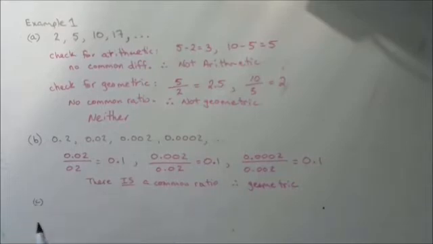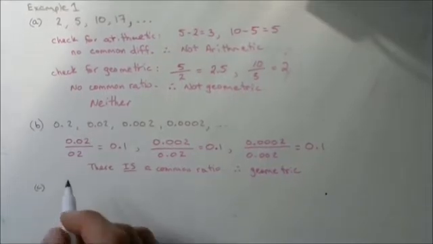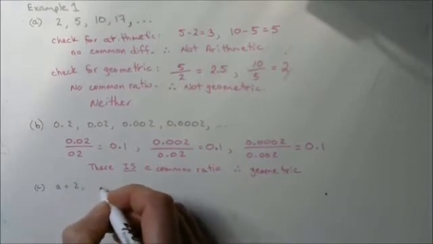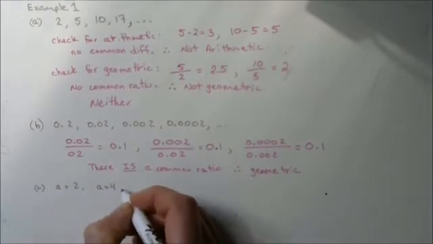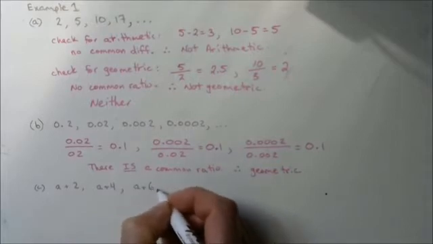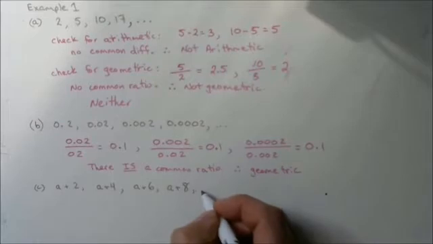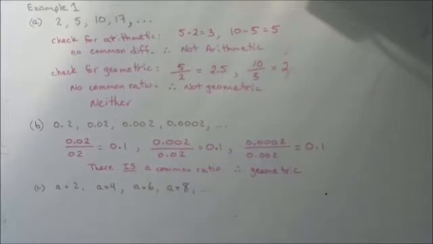C. In C, we are given the sequence a plus 2, a plus 4, a plus 6, a plus 8, and so on. Again, it's pretty straightforward to see just directly here, but I'm going to go through the steps anyway. I'm going to check for arithmetic just by looking at it. I think it is arithmetic, so I'm going to check.